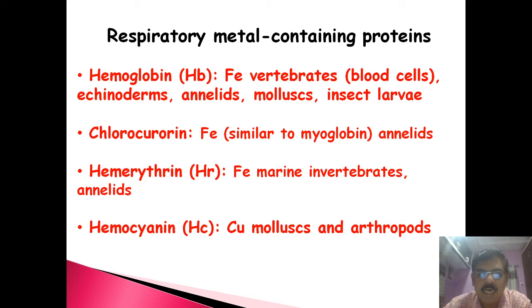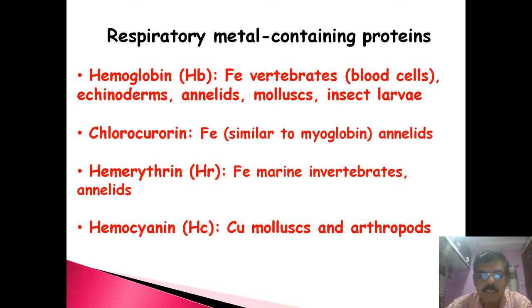Today we'll discuss the respiratory pigments other than hemoglobin, and the metals which are centrally placed. The first respiratory pigment that we have discussed earlier is hemoglobin. It has iron, that is heme is iron, and the globin, and it is found in most vertebrates attached to RBCs, then echinoderms, annelids, mollusks, insect larvae, etc.